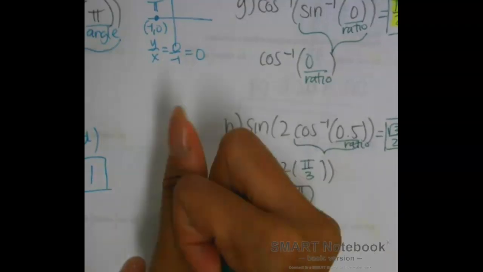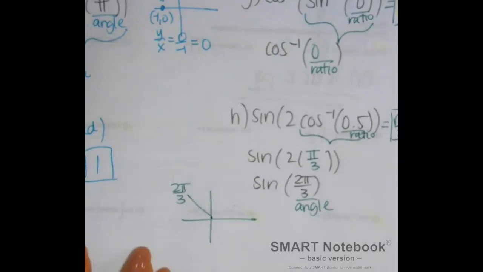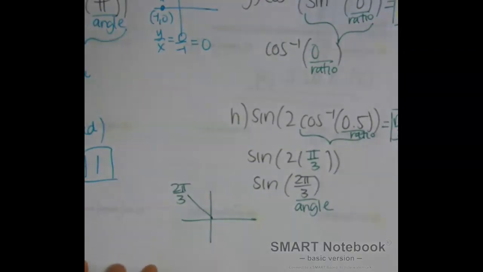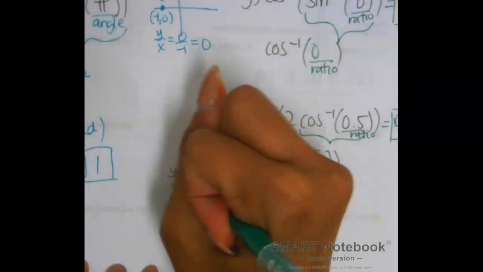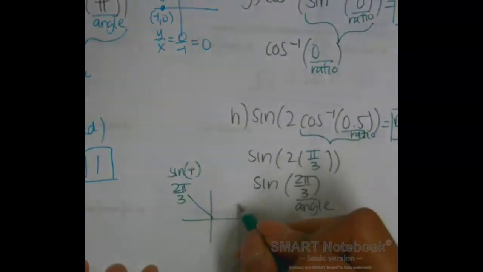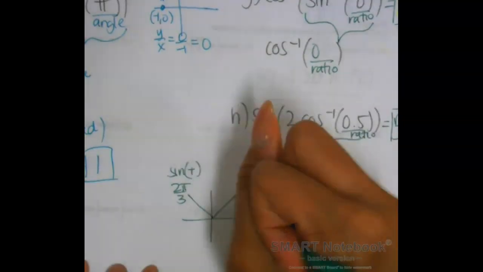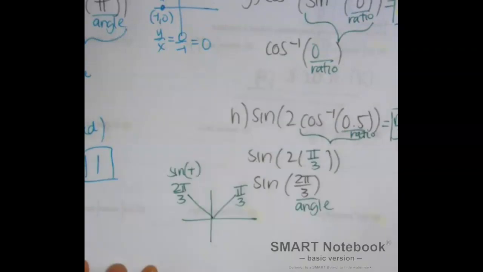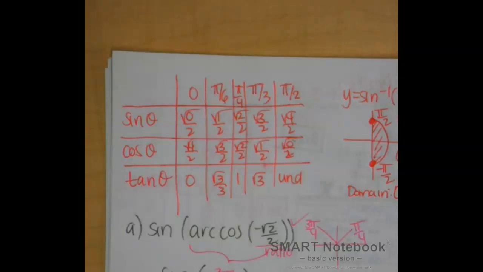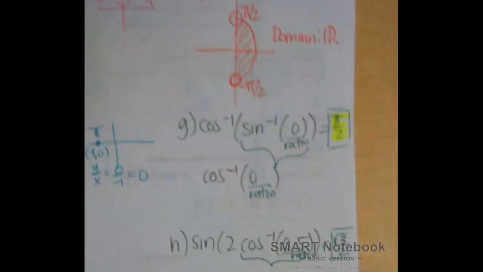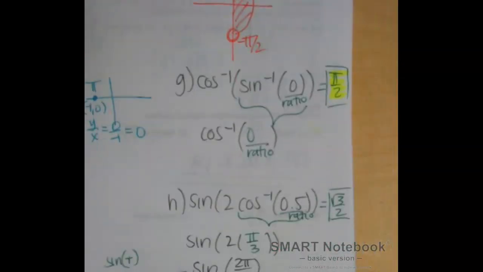2 pi over 3 is in this quadrant. And in quadrant 2, is sine going to be positive or negative? Positive. Sine is positive. So I need to just figure out what angle I'm going to reference in quadrant 1, which hopefully you guys remember is just pi over 3. So looking at my chart for sine of pi over 3, I'm just going to use square root 3 over 2. And I purposely wrote this as positive because it's in quadrant 2.